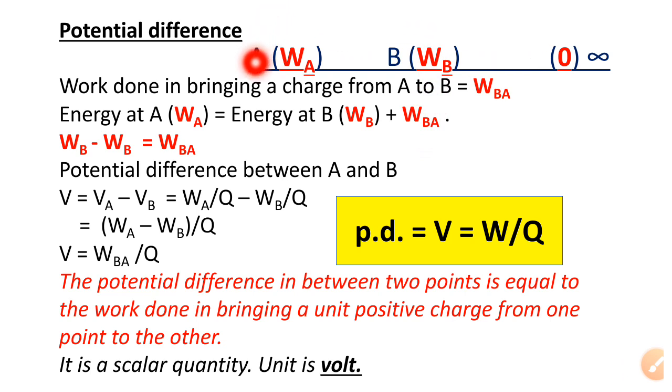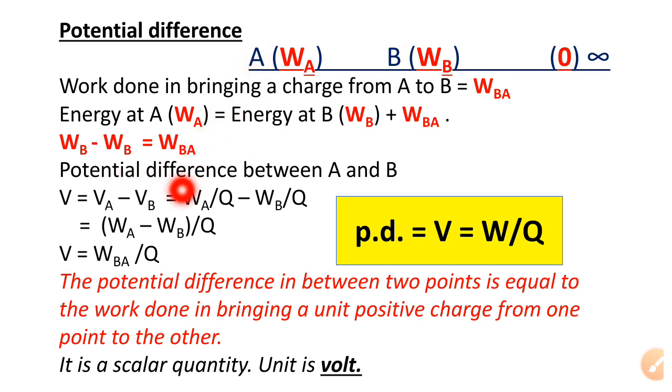So the energy at the point A is equal to the energy at the point B added with the work done from B to A, correct? So we will say that WA minus WB equals WBA. Remember that this is WA minus WB equal to WBA, that is the difference in energy at the points A and B, which is equal to the work done to carry the charge from B to A.